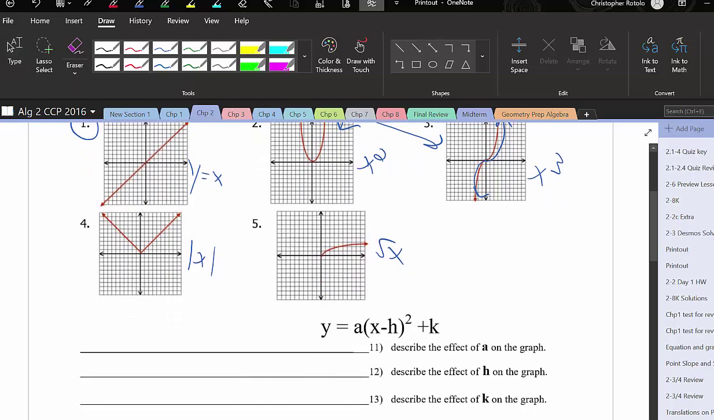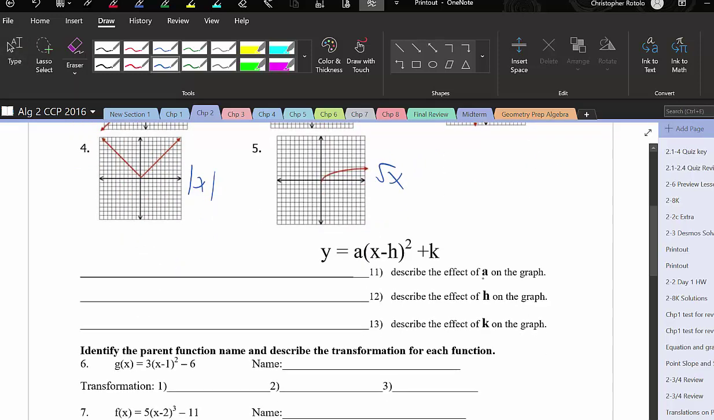To know how it moves, we have 3 parts. How does A, doesn't matter what it is, how does A affect it? Well, if it's something like 2, that gives you a vertical stretch because it's going to make it taller. If it's 1/2, it's going to be a vertical compression. And if it happens to be negative, it's going to give you an x-axis reflection.